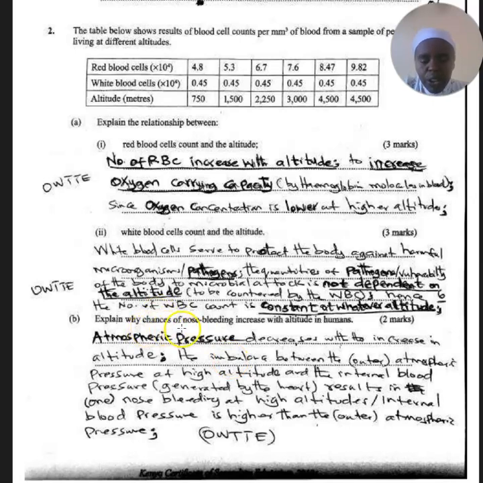Then you are given another question. Explain why the chances of nose bleeding increase with increase in altitude in humans. So you find the atmospheric pressure decreases with increase in altitude, and therefore there is an imbalance between the atmospheric pressure outside and inside the body organs. And therefore the pressure that is generated by the heart will result in nose bleeding at high altitude, because the internal blood pressure is higher than the atmospheric pressure.